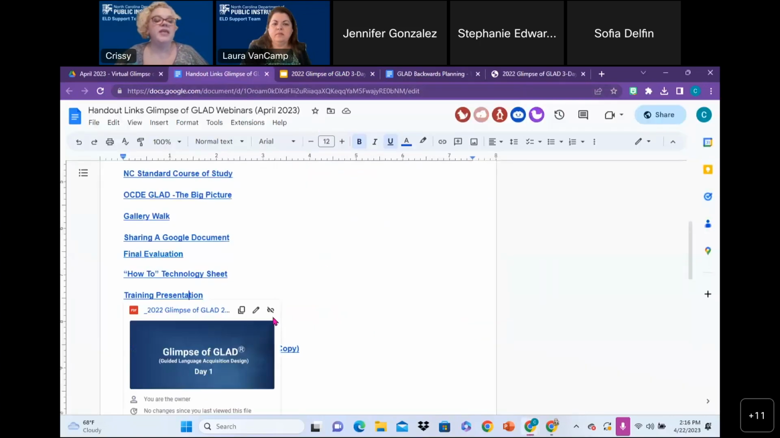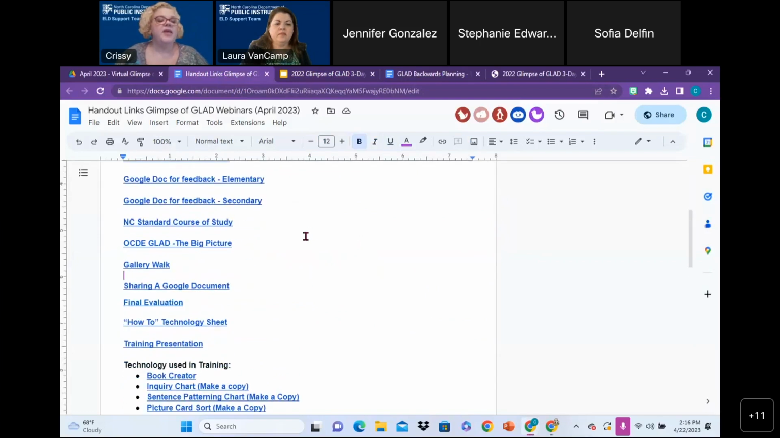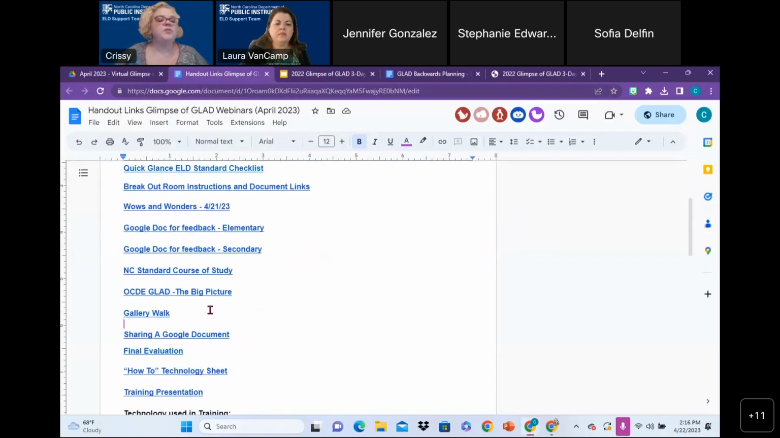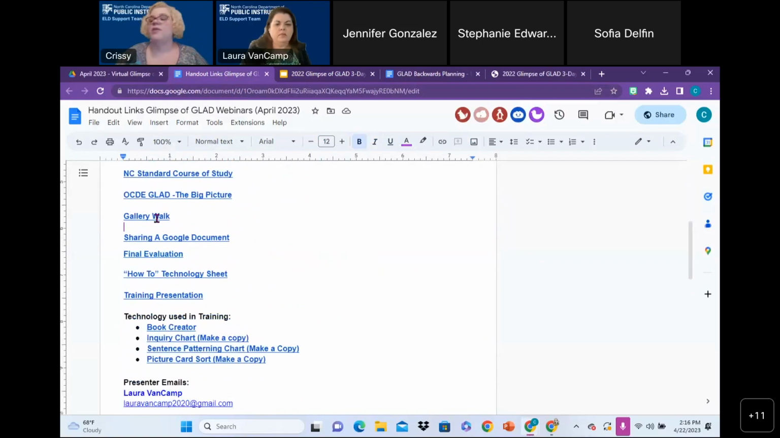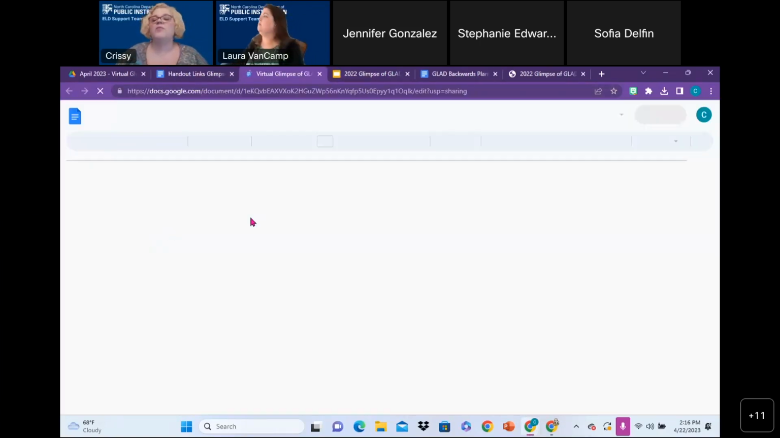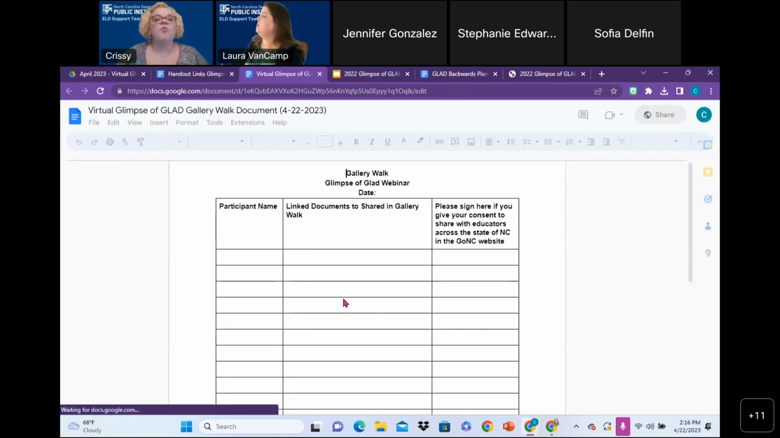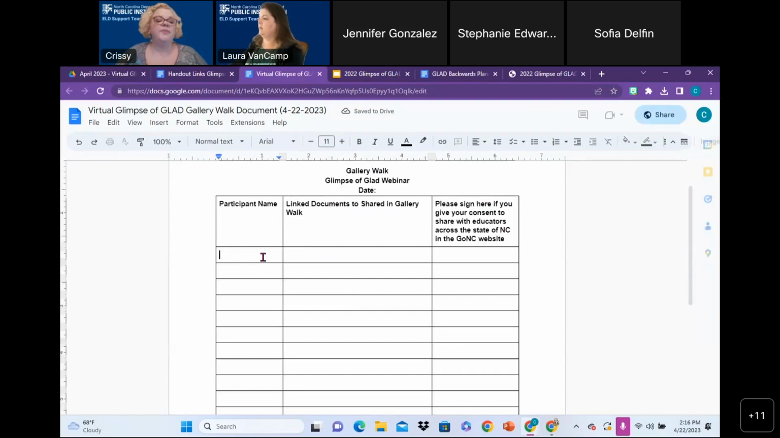So you can see here, can you guys see my screen? Yes, okay, good. On your handouts link, if you go down a little ways, you'll see gallery walk. If you'll just click on that link, you'll come up with a document that you should be able to edit. And what we'd like you to do is type your name here.